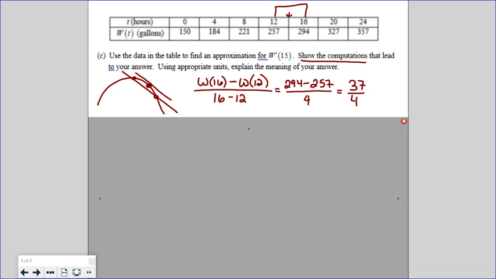And then always, always, always putting a label on that. And remember, just use the labels from the fraction. Our function, W of 16, W of 12, is labeled in gallons, and then our T values are labeled in hours. So this would be gallons per hour.